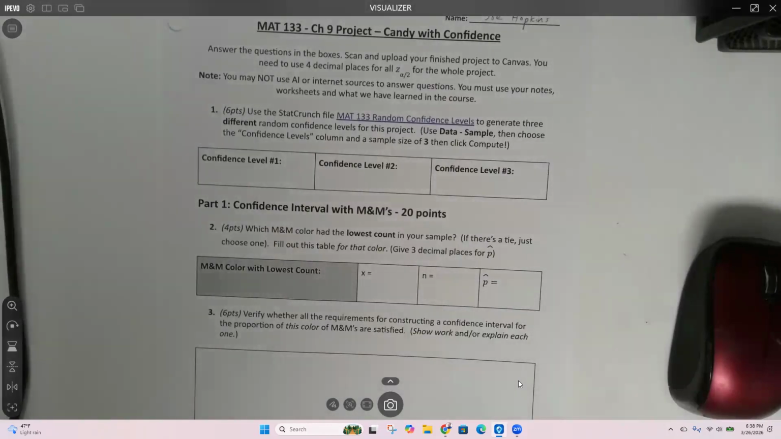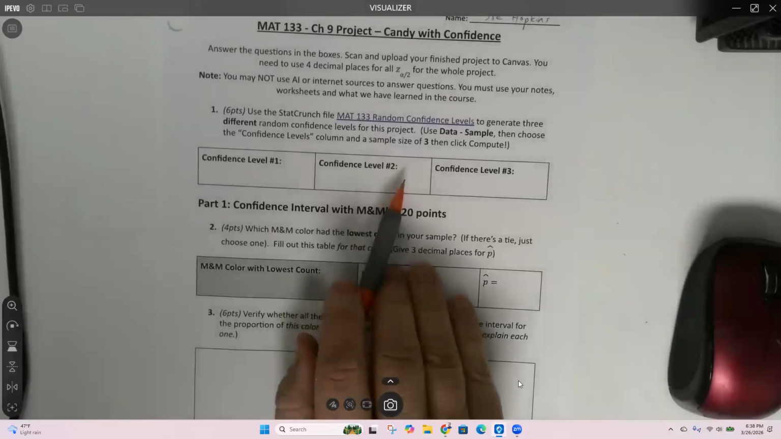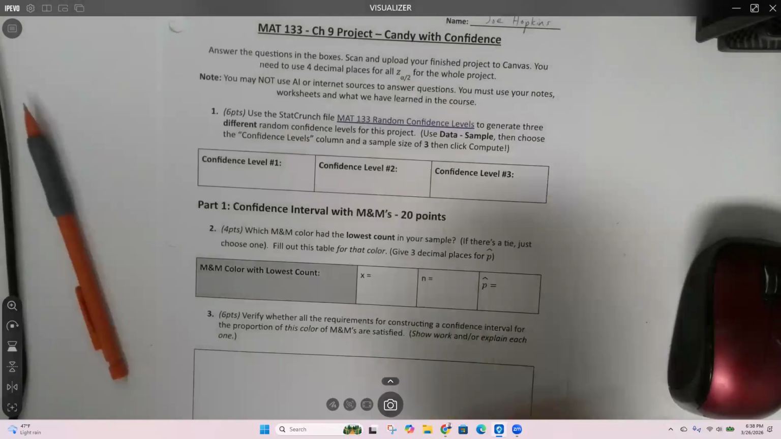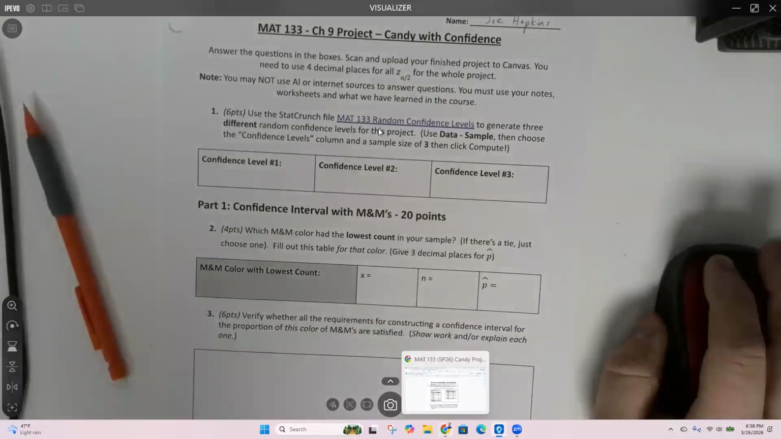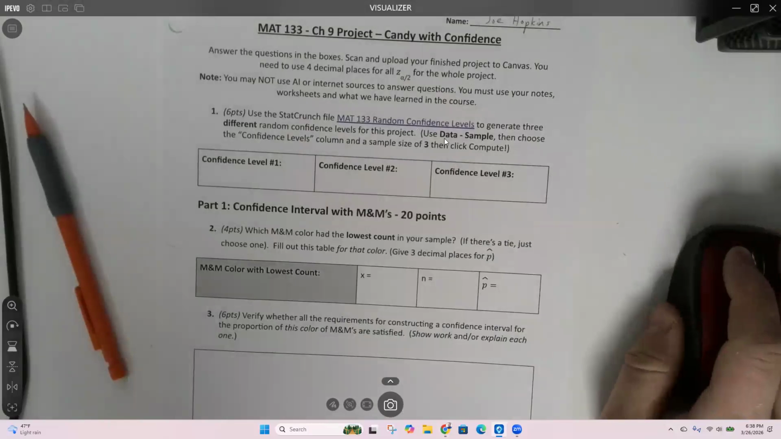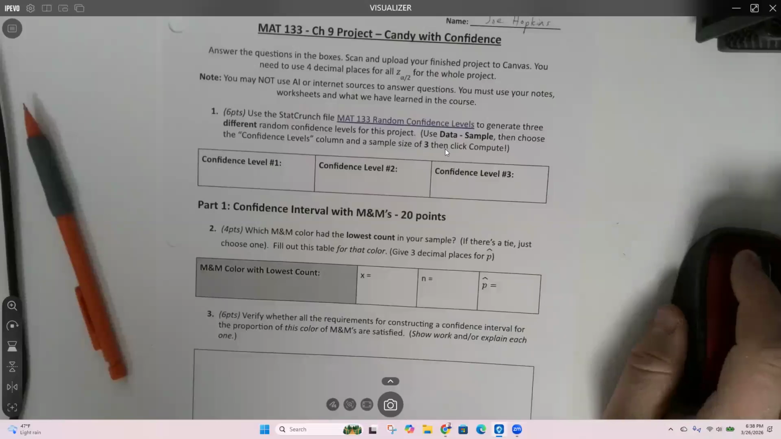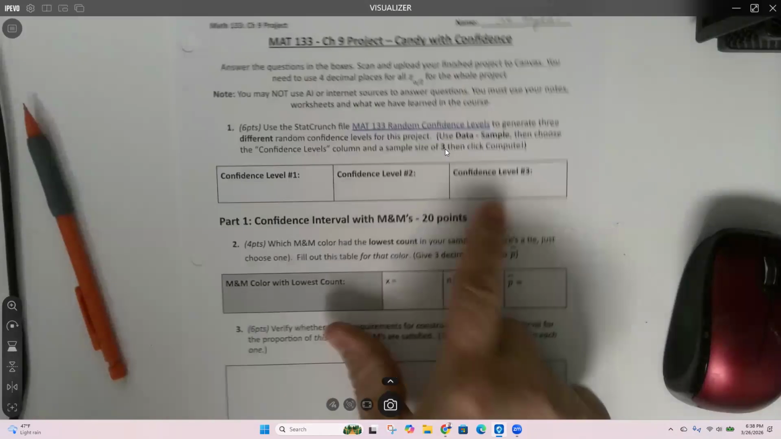We can never be 100% confident, but if they want to be 99% or 95%, those are normal confidence levels. So for our case today, we'll just pick some random numbers. What you're going to do is go to data, sample, choose confidence levels, and a sample size of 3. I just need 3 numbers here.